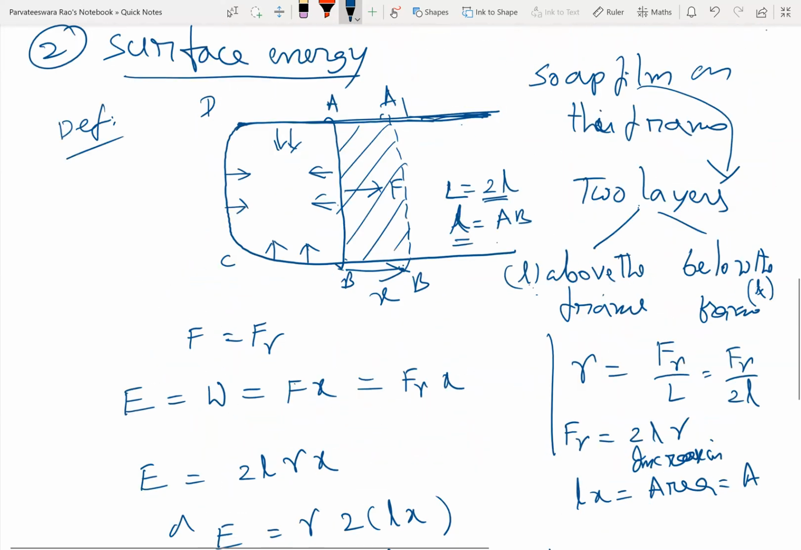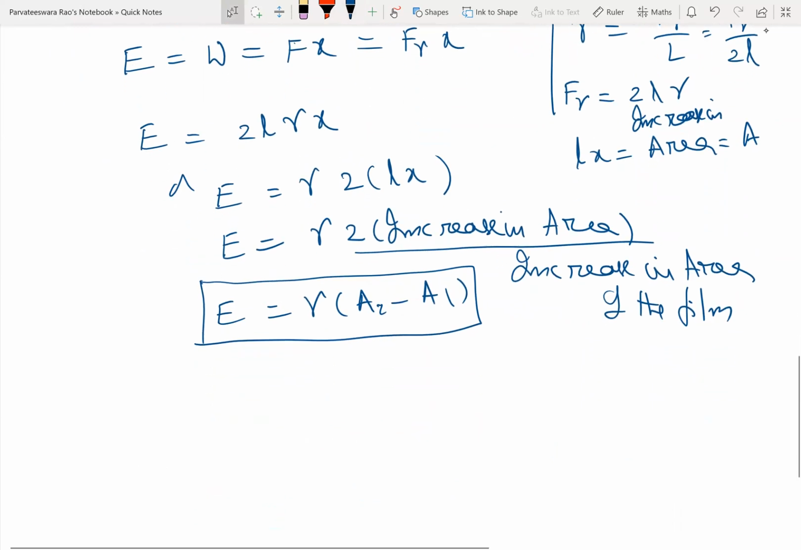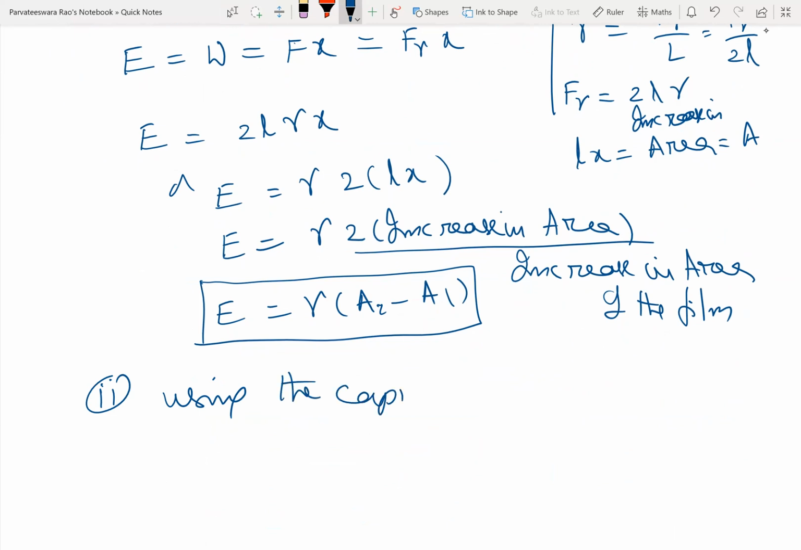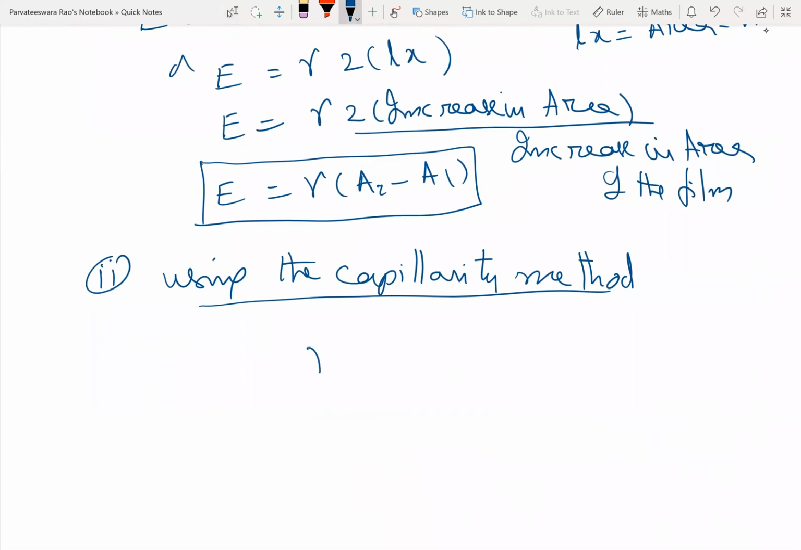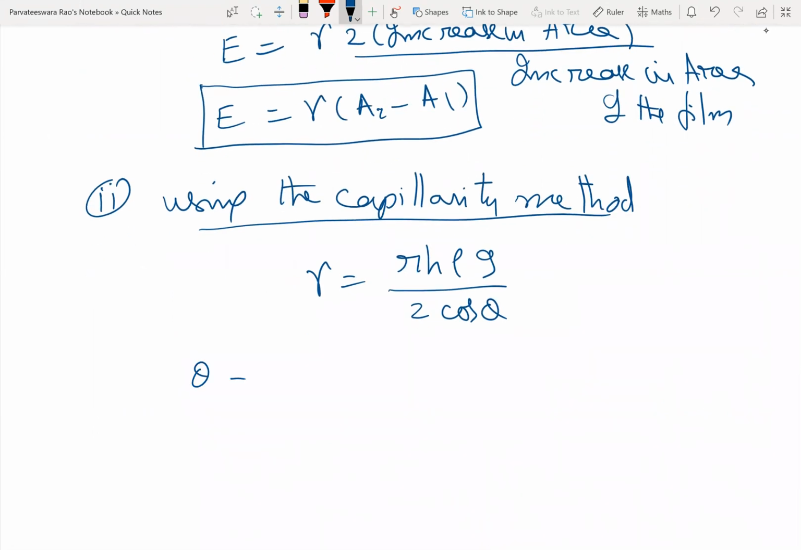Then, using the capillarity method, the surface tension gamma can be found using the formula r h rho g by 2 cos theta, and this theta is called the angle of contact.